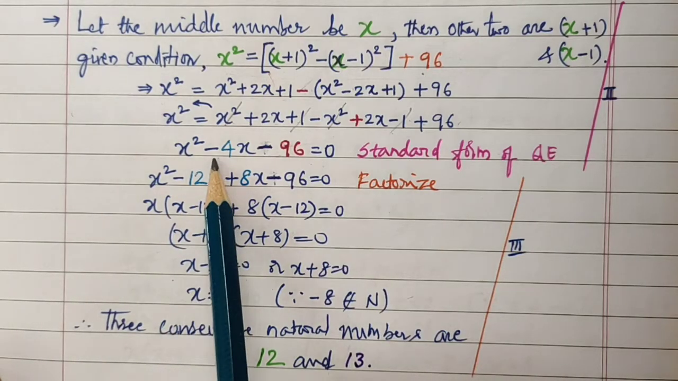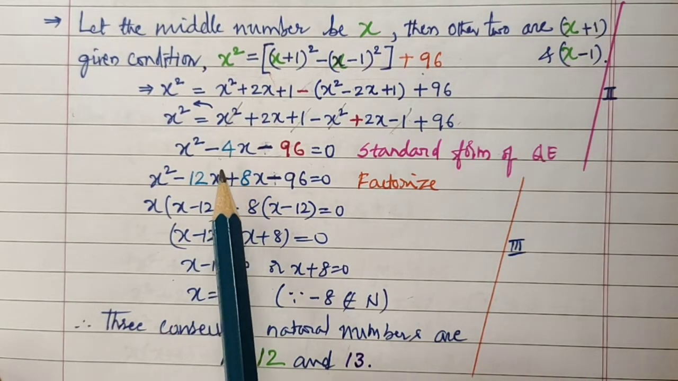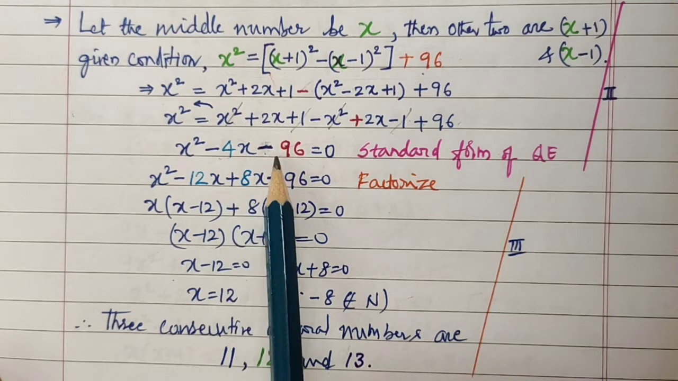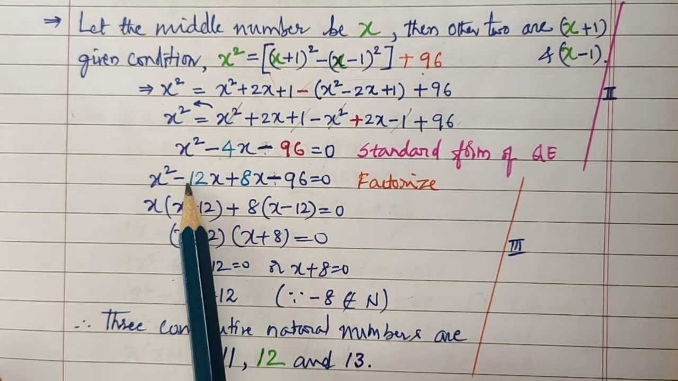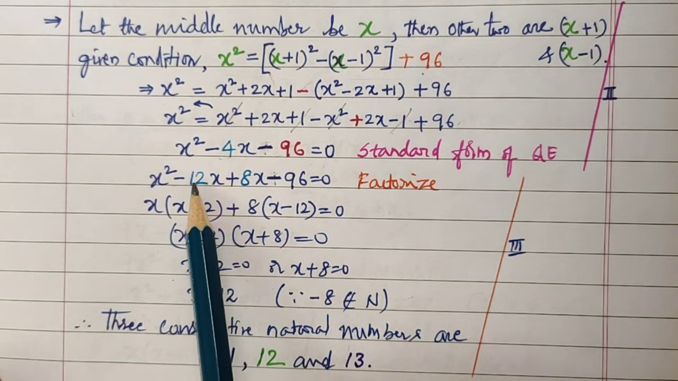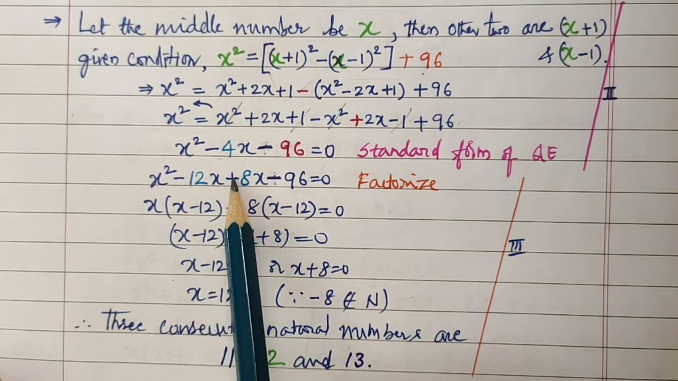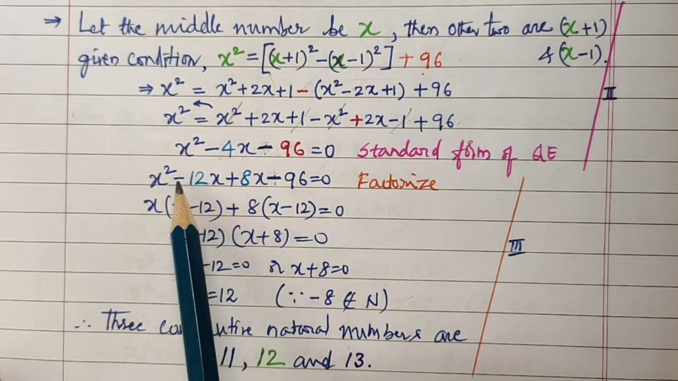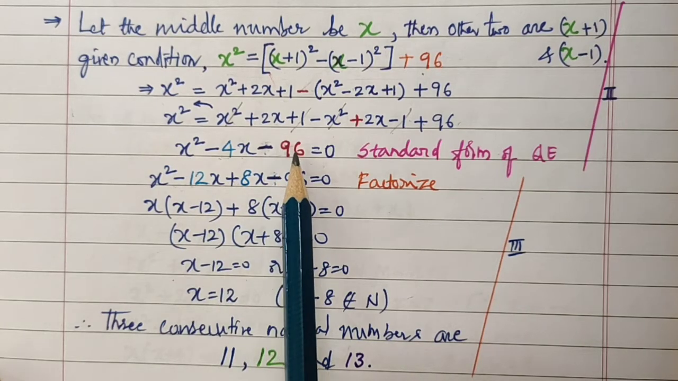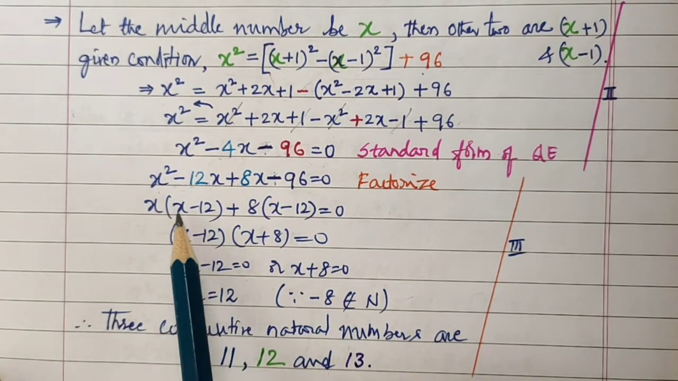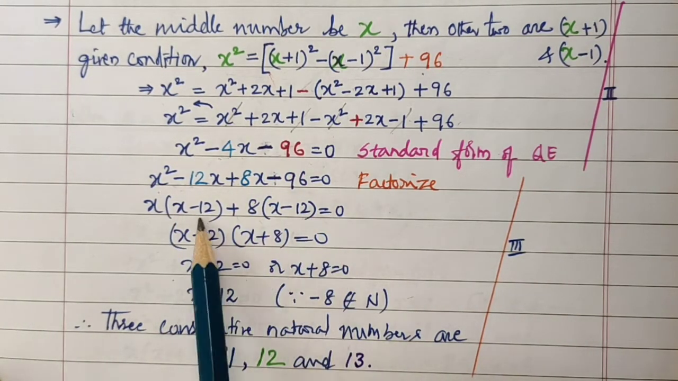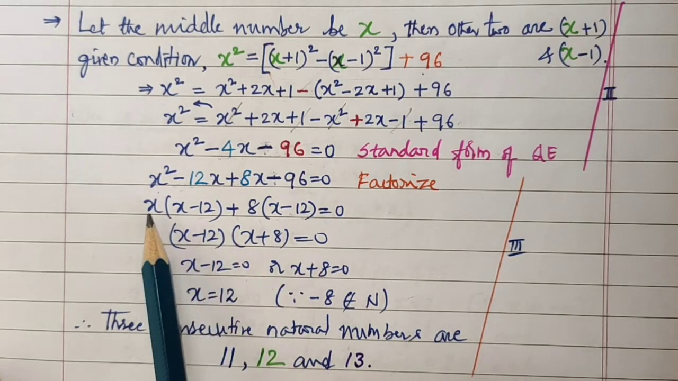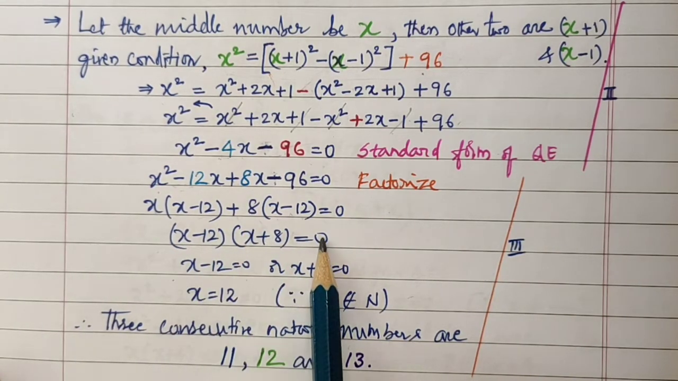Split this 4x in such a way that when you add, you get minus 4, and when you multiply, you get minus 96. We should have minus and plus, with the minus sign for the bigger value and plus for the smaller. Minus 12x plus 8x gives minus 4x. When you multiply minus 12 into plus 8, you get minus 96. Take x common, x minus 12 is common, and what is left is x plus 8, equated to 0.